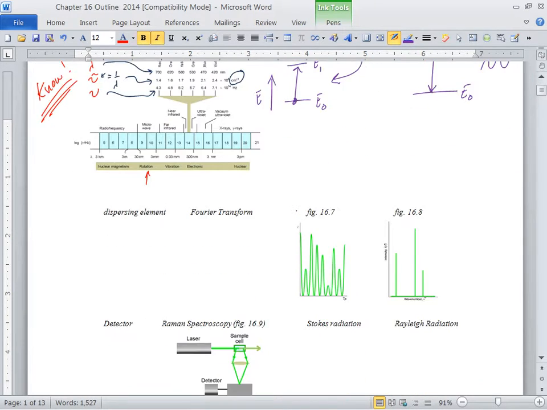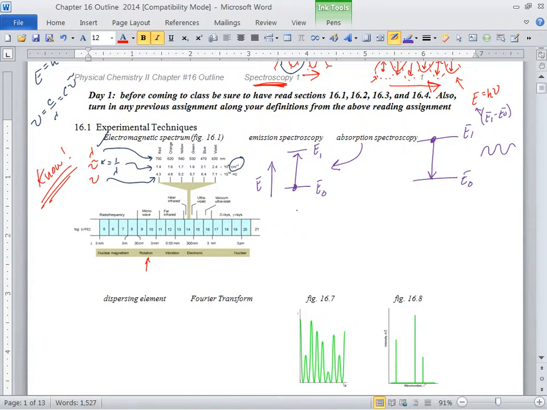Dispersing element. Again, the big idea here is spectroscopy. So if you want to do spectroscopy, you need to generate some of that frequency so it will jump from E0 to E1, right? Well, how do you do that? How do you generate just that light?